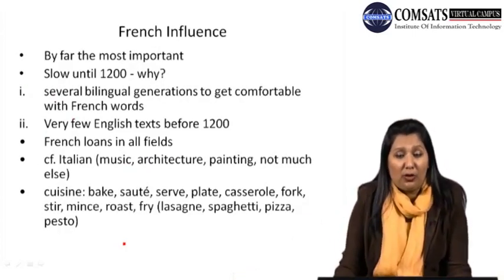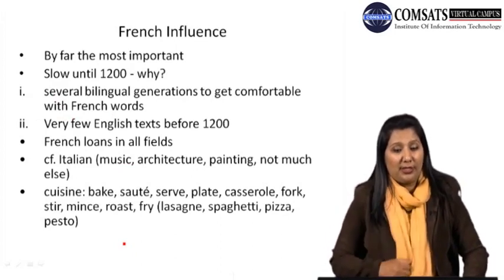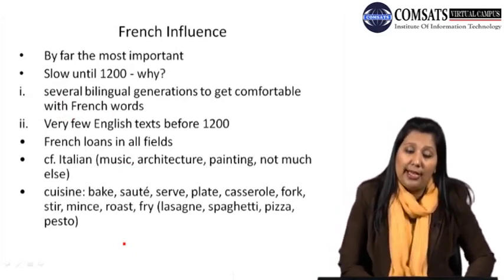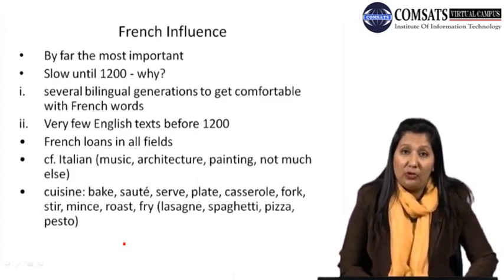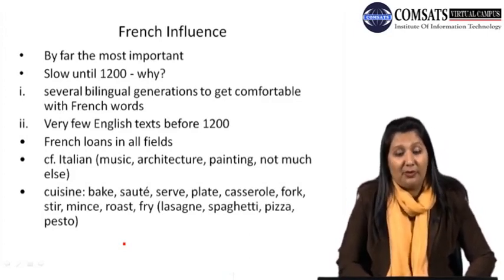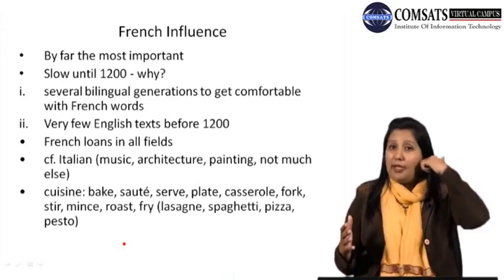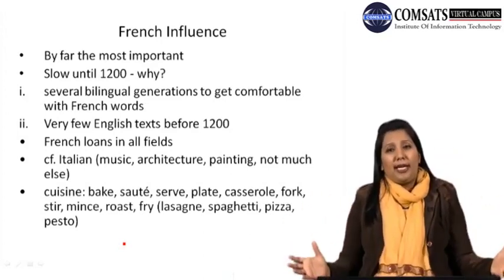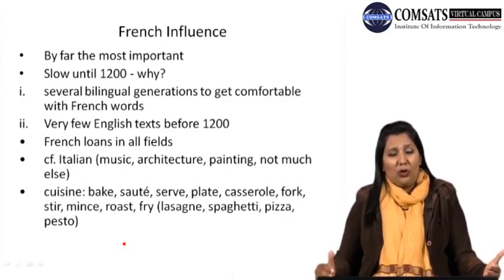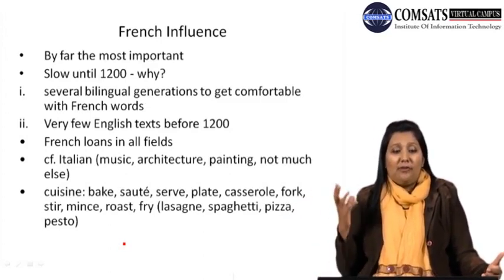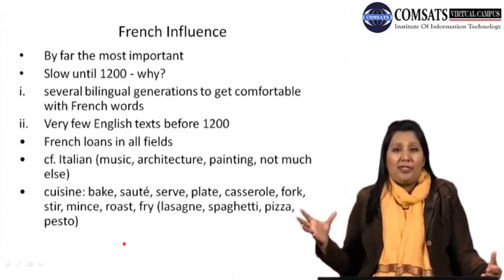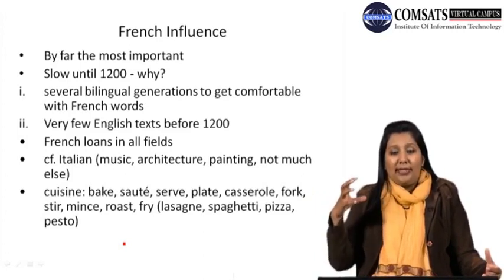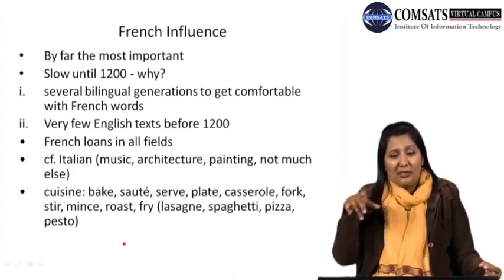Then some French influence on the vocabulary. By far the most important influence was that of the French vocabulary, and it was slow until 1200. Why? For several reasons. Number one, there were several bilingual generations getting comfortable with the French words. Different generations were growing up at that time. The process was very, very slow, because bilingual generations were trying to get comfortable with the French words. So that's why the French influence was a little slow at that time.